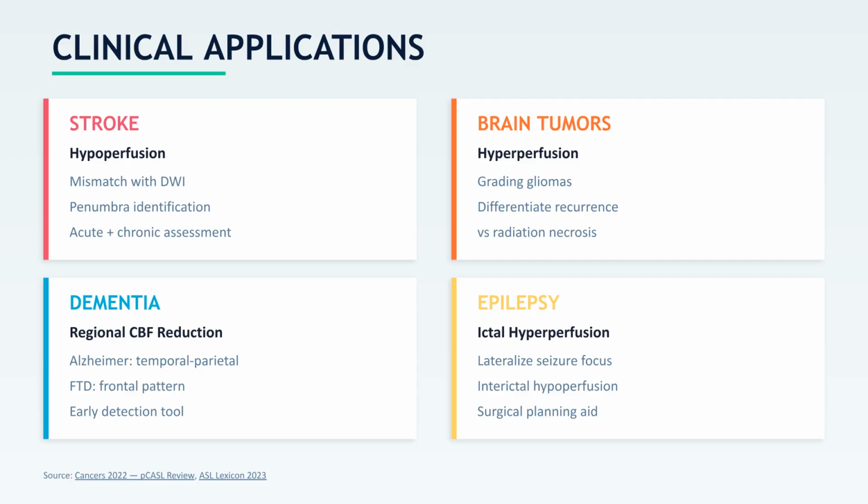Clinical applications of ASL include stroke, where it is used for hypoperfusion and penumbra identification. It is also used in dementia to assess regional CBF reduction and in epilepsy for lateralizing seizure foci.